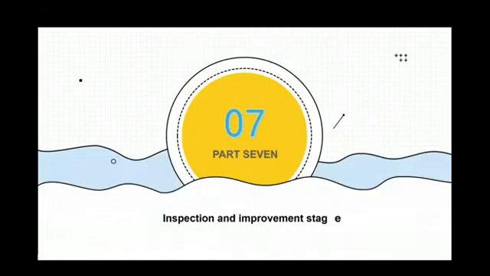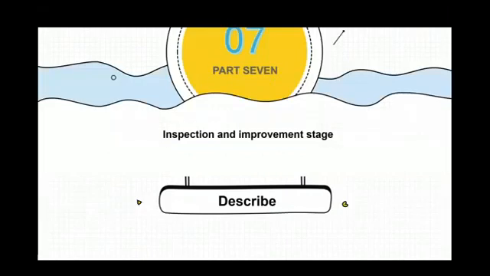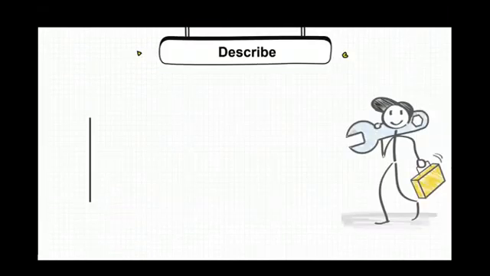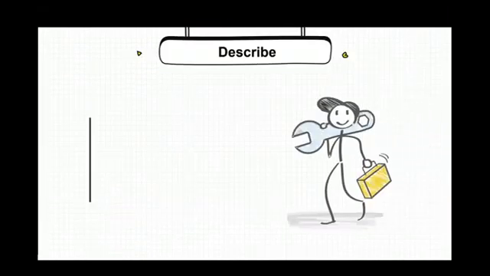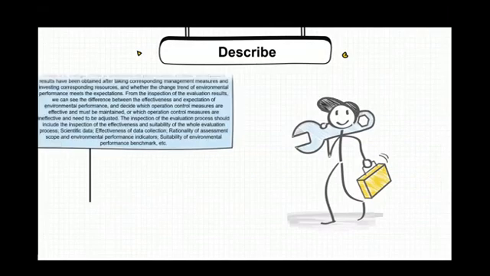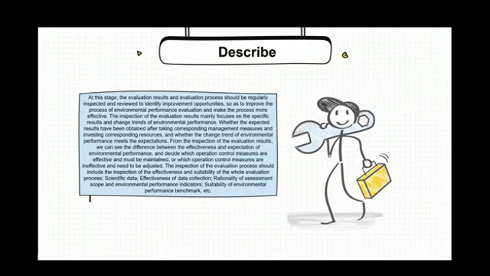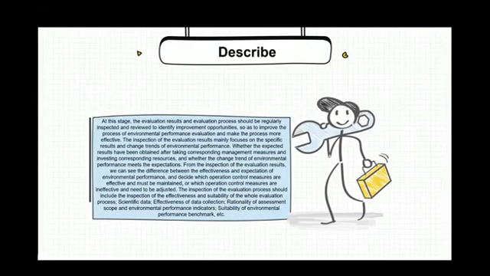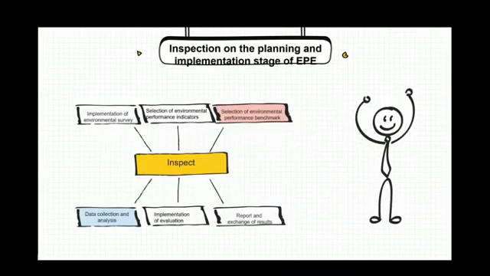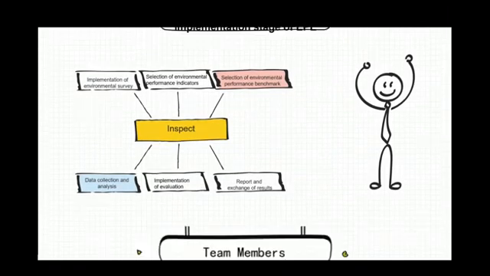The seventh part is the inspection and improvement stage. At this stage, the evaluation results and evaluation process should be regularly inspected and reviewed to identify opportunities for improvement, thereby improving the environmental performance evaluation process. A final check on each EPE planning and implementation phase to ensure no mistakes were made.